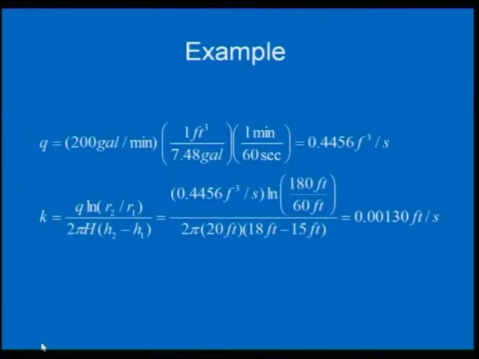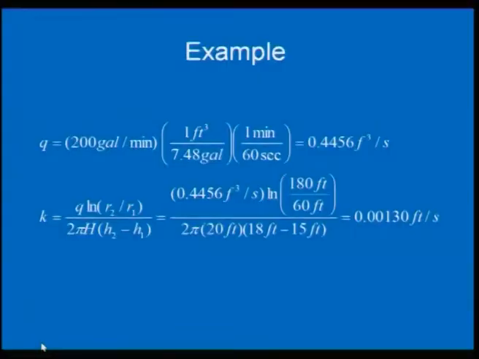Now, putting this formula, first you convert your discharge from gallon per minute to either feet cube per second or meter cube per second. Discharge is meter cube per second or feet cube per second. So, it has been converted to feet cube per second. So, it is 0.4456 feet cube per second, and coefficient of permeability can be found out from this formula.